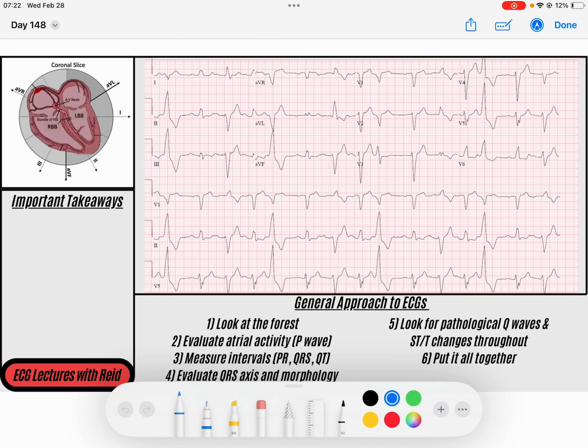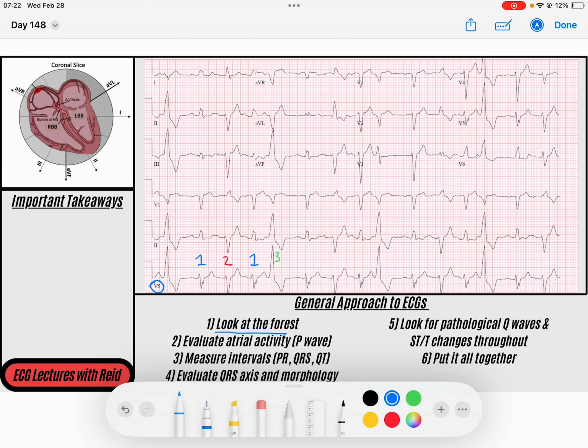So the first thing I notice when I look at my rhythm strip, down here at maybe V5, is this repeating pattern of QRS complexes. I'm going to label them with numbers to help. My first QRS complex, I'm going to label 1. The next QRS looks different, so I'm going to label this 2. The next QRS looks the same as that first one, so I'm going to label it 1 again because it's the same morphology. And then the last QRS I'm going to label 3.